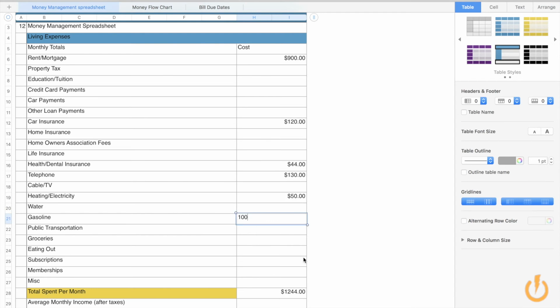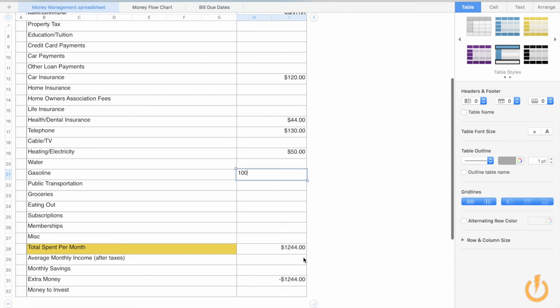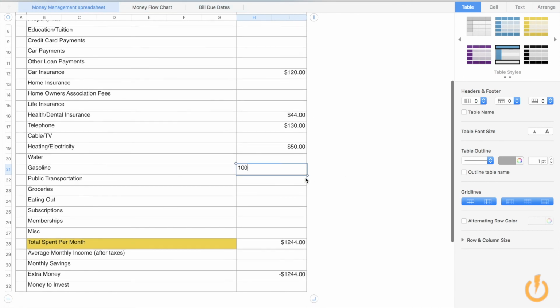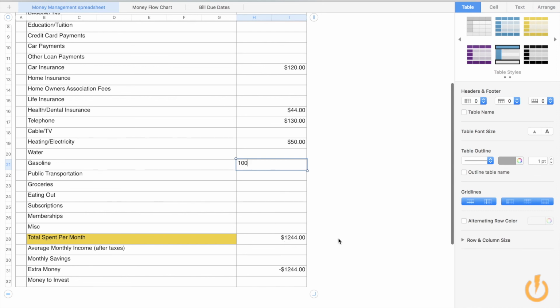In the next video, we're going to cover how to organize our daily finances so we can create a system where all the bills get paid on time, you automatically save money, and grow it automatically.